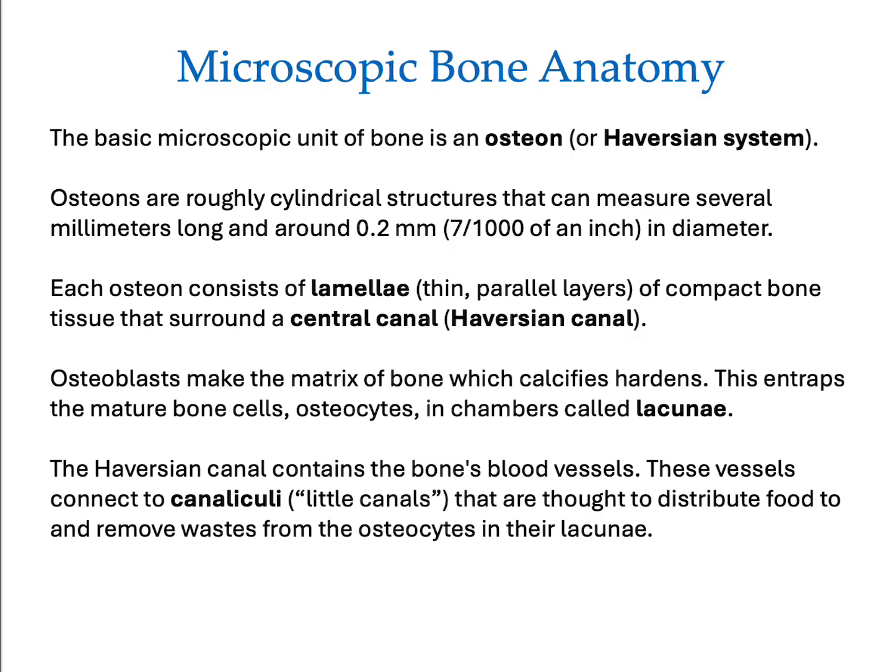Osteoblasts make the matrix of bone, which calcifies, or we could say hardens. This entraps the mature bone cells, osteocytes, in chambers called lacunae. The Haversian canal contains the bone's blood vessels. These vessels connect to canaliculi, translated as little canals, that are thought to distribute food to and remove wastes from the osteocytes in their lacunae.